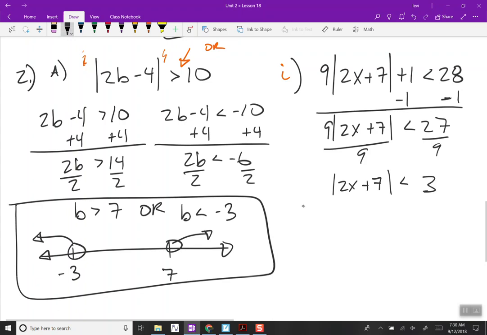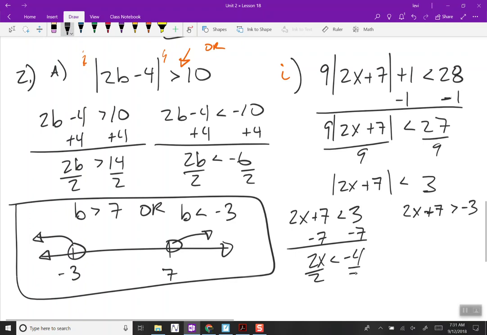There. So our positive side, 2x plus 7, less than 3. Our negative side, 2x plus 7, greater than negative 3. And some of you guys might be able to see how we're setting up an and inequality right here. So we're going to subtract 7. 2x is less than negative 4, divide by 2, x is less than negative 2. Same steps on the other side. Subtract 7. 2x is greater than negative 10. Divide by 2. x is greater than negative 5.